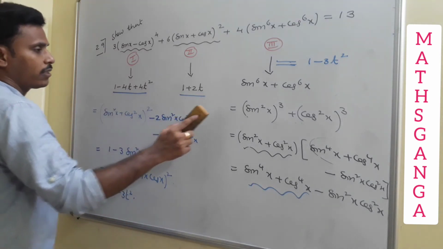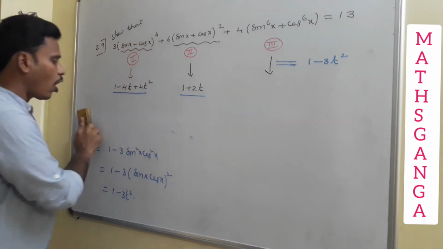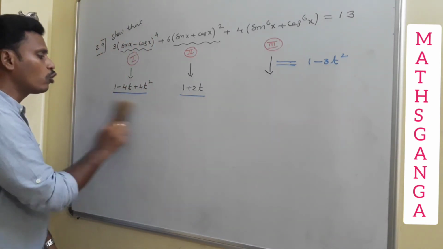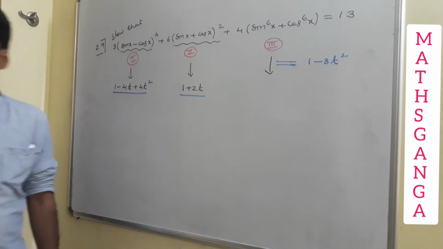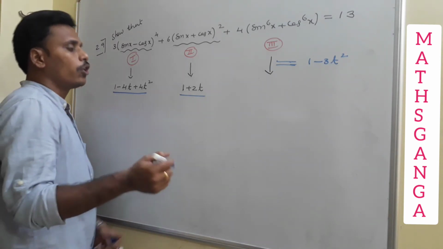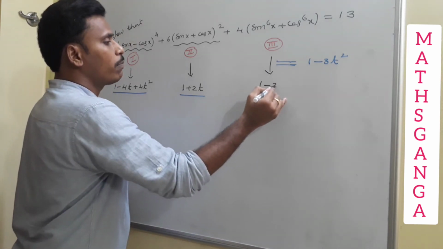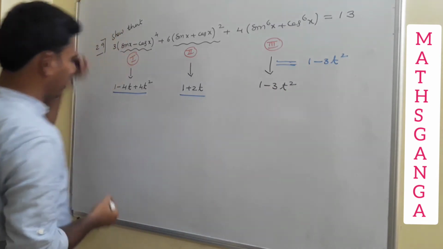I am erasing this. Using the algebraic identities, you need to simplify the first one, second one and third term. Before going to simplify the first, second and third terms, you need to know some basic algebraic identities. So this simplification at the end is 1 minus 3t square.